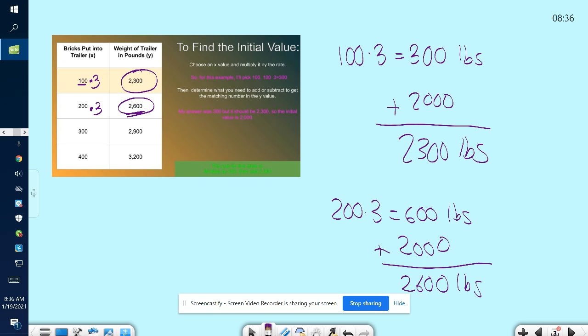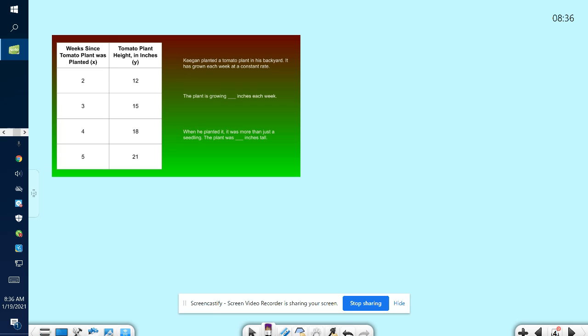All right, let's do another example. Now this is the first example where I didn't do the work for you. It says Keegan planted a tomato plant in his backyard. It has grown each week at a constant rate. So how much it's growing each week, that's rate. And to find the rate, you subtract 2 y's divided by subtract 2 x's.